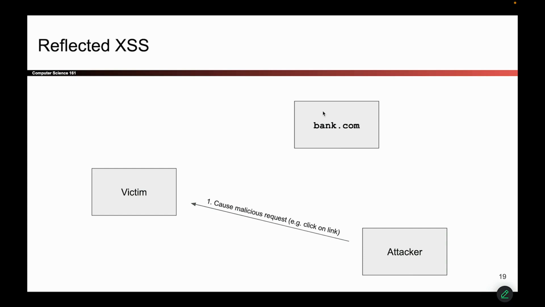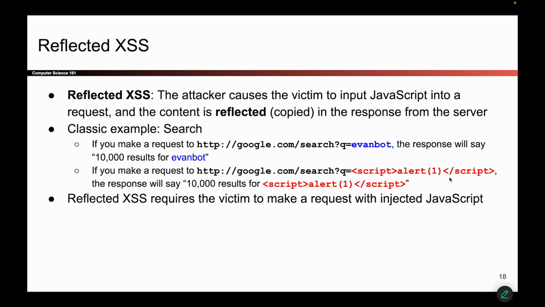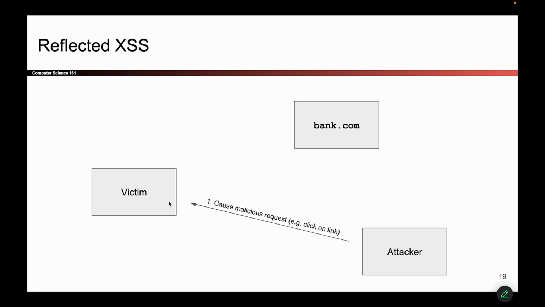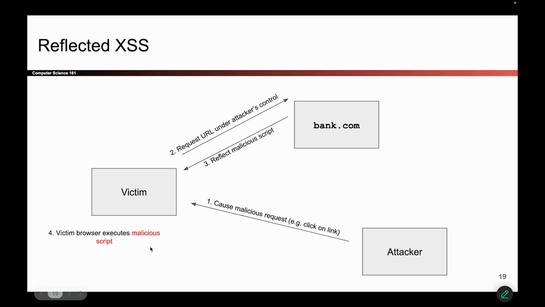Instead of first going to the bank to store the malicious JavaScript, the attacker goes directly to the victim and says, hey, click on this link. And maybe the link is something malicious, like that. If the victim gets tricked, then the victim clicks on the link. That link itself has the JavaScript, so this request right here has the JavaScript, for example, in one of those URL arguments. And the bank returns a website with the same input, which is the same malicious script. And the script itself runs in the victim's browser.